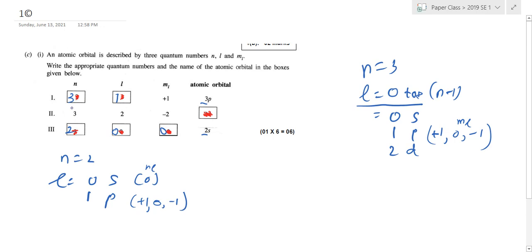If we take n equals 3, it means l equals 0, 1, 2. This is s, this is p, this is d. d means negative 2, negative 1, 0, plus 1, plus 2. Okay, then negative 2 means it is 3d orbitals. Very easy. These are very easy. If you can't get marks from these, it is no use.